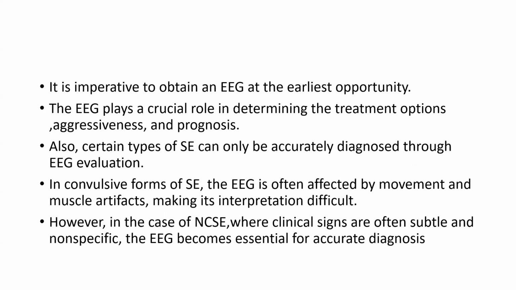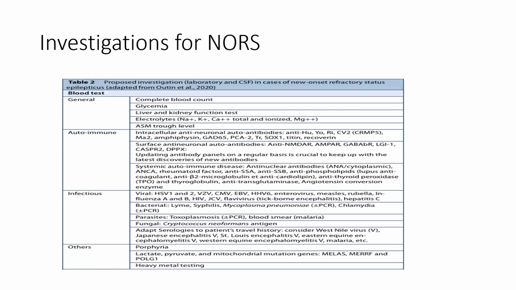So it is imperative to obtain EEG at earliest opportunity. EEG plays a critical role in determining the treatment option, aggressiveness, and prognosis. Although certain type of status epilepticus can only be accurately diagnosed through EEG evaluation. In convulsive form of status epilepticus, the EEG is often affected by movement, muscle artifact, making its interpretation difficult. However, in the case of non-convulsive status epilepticus, where clinical signs are often subtle and non-specific, EEG becomes essential for accurate diagnosis.